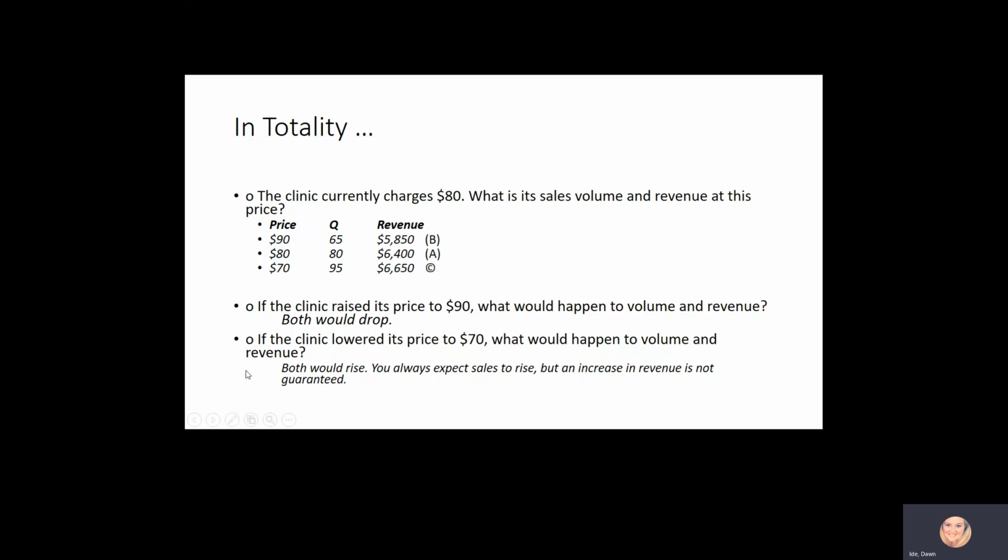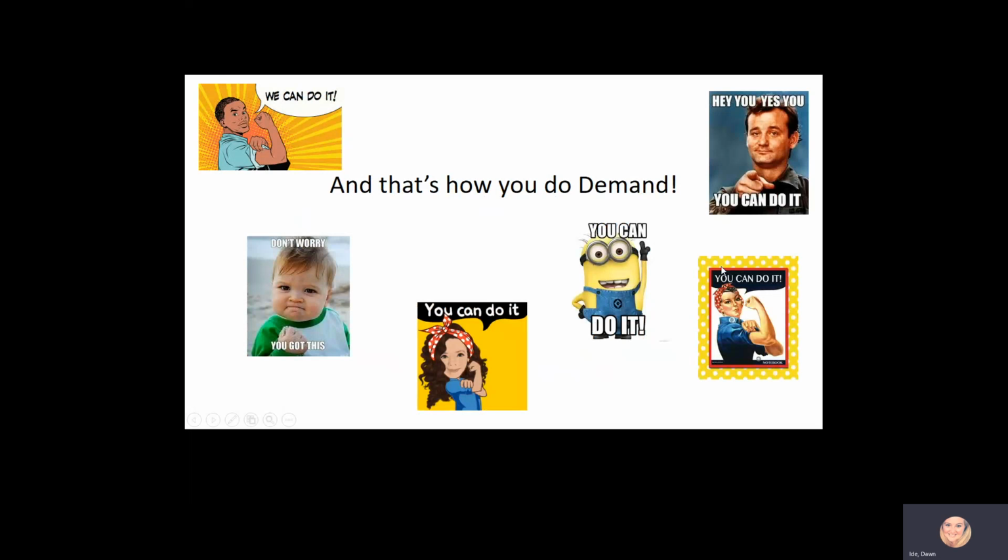That's the answer to that question. Both dropped. If the clinic lowered its price to $70, what would happen to volume and revenue? If we look in C, when we lowered it to $70, we saw an increase in our quantity, an increase in people who came to use our service, and we also saw an increase in expected sales. Now, it says that increase in revenue is not guaranteed, but we did a pretty good job here. And even though it's not guaranteed, in this case, it worked out that way.